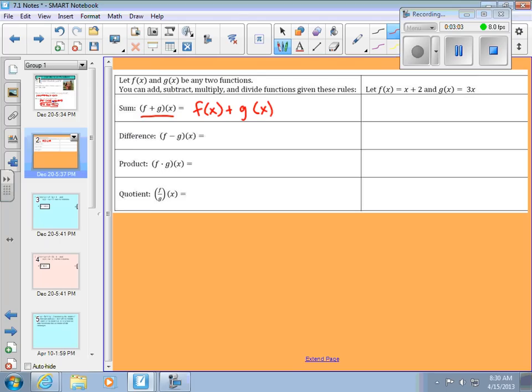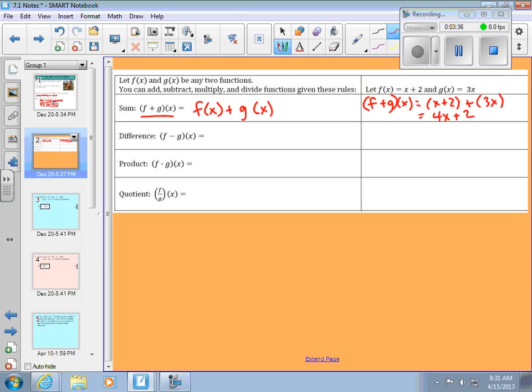Let's do an example over here using the function f being x plus 2 and g being 3x. So if we were to find what this function equals added together at x, it would be your function f, which would be x plus 2, added to your function g, which is 3x. Here, you just want to add like terms, so the final function would be 4x plus 2.